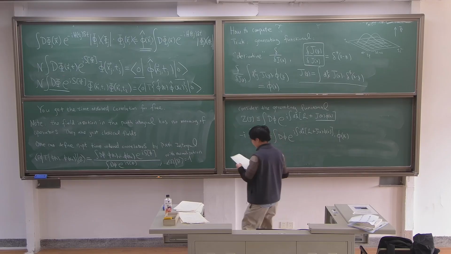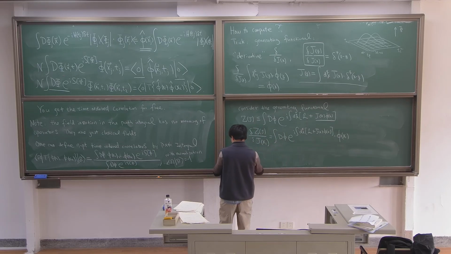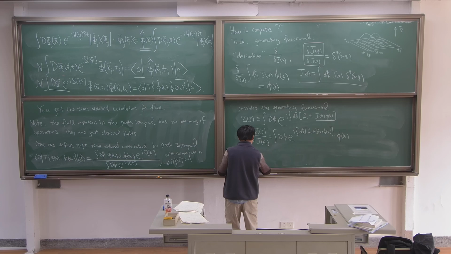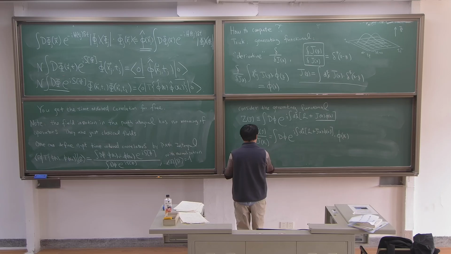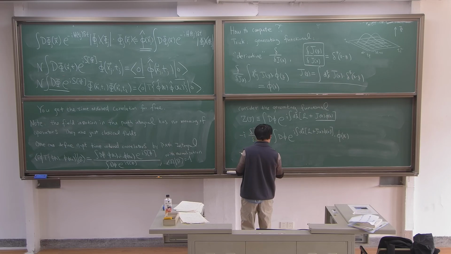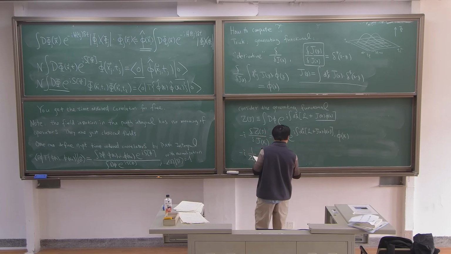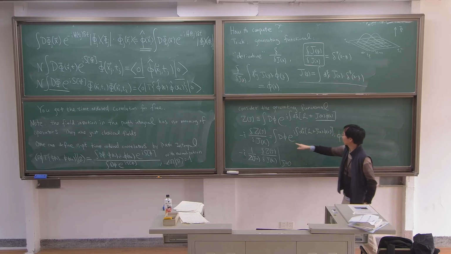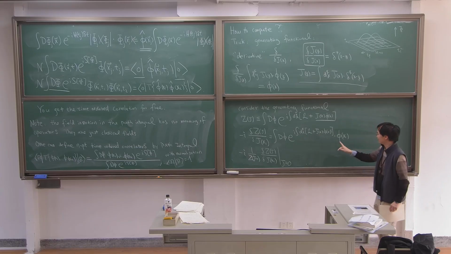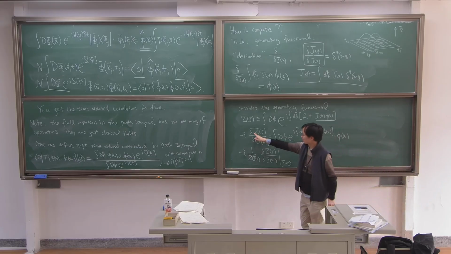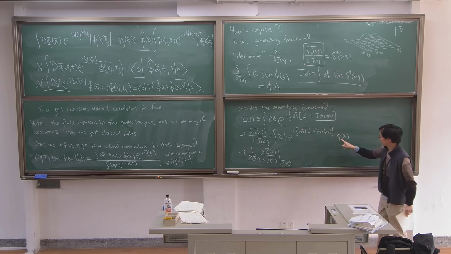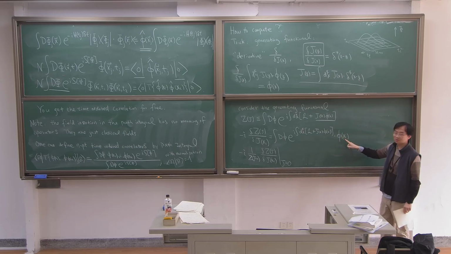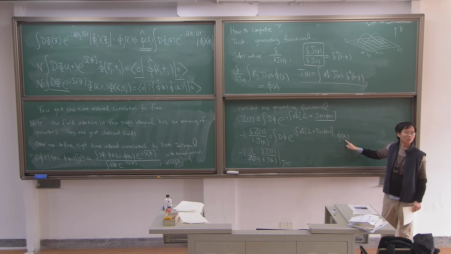But because of this, we know minus i one over Z[j] equals δZ[j]/δj(x1). But okay, this is almost finished, but not yet, because now this path integral still has the j, right? Now, do the variation with respect to this j, and you indeed get an insertion, one insertion of φ(x1). That's what we want.